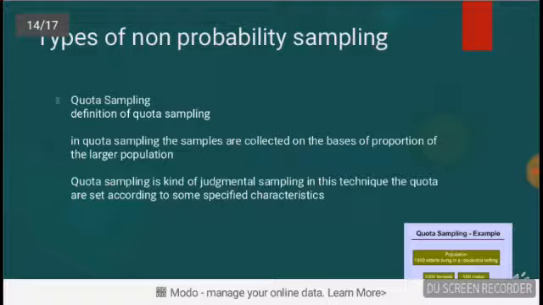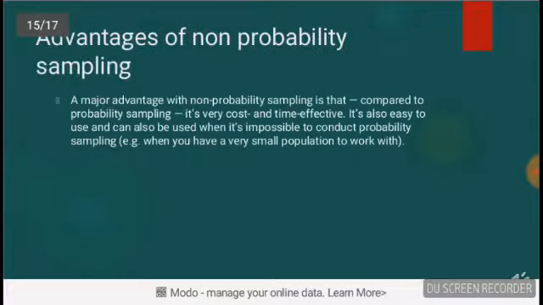Quota sampling. Definition of quota sampling. In quota sampling, the samples are collected on the basis of proportion of the larger population. Quota sampling is a kind of judgmental sampling. In this technique, the quotas are set according to some specific characteristics.